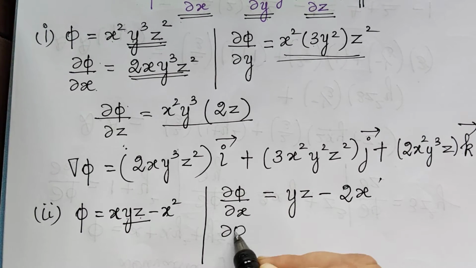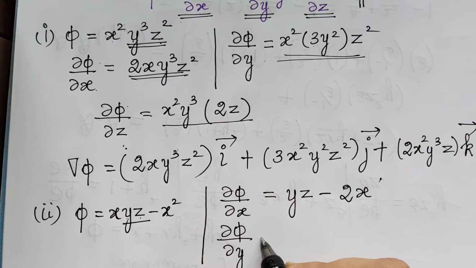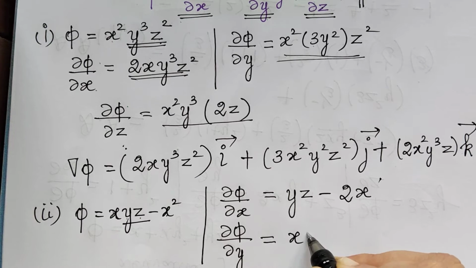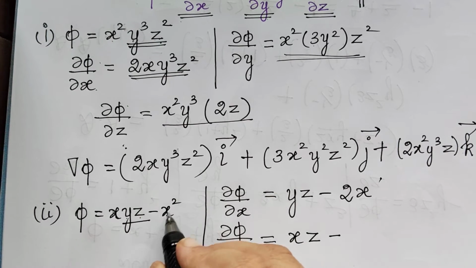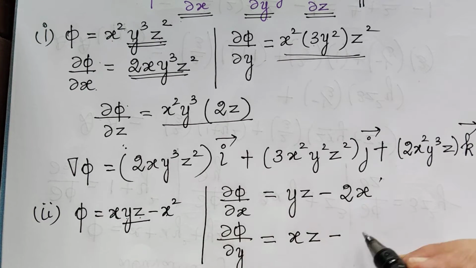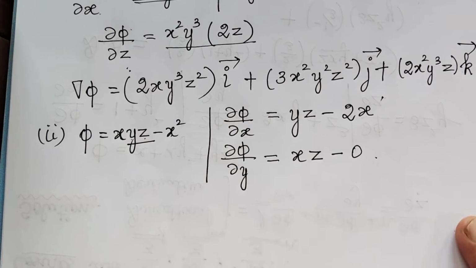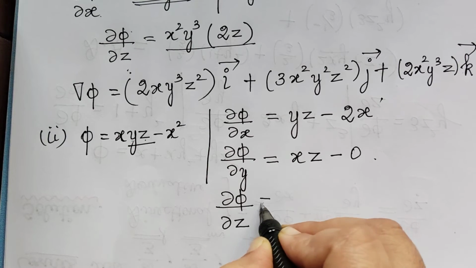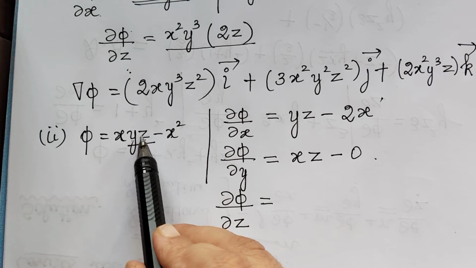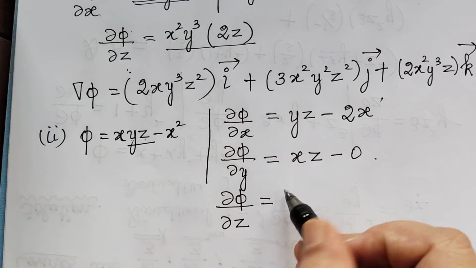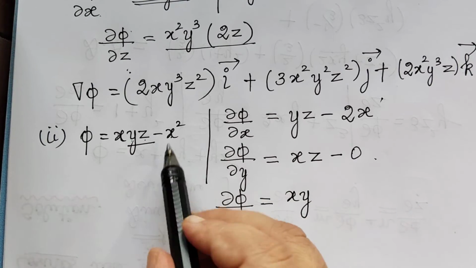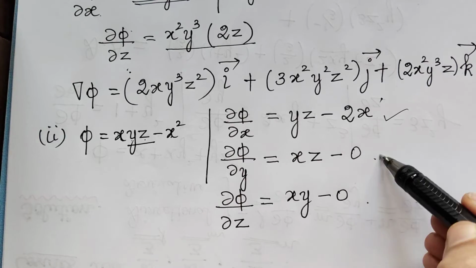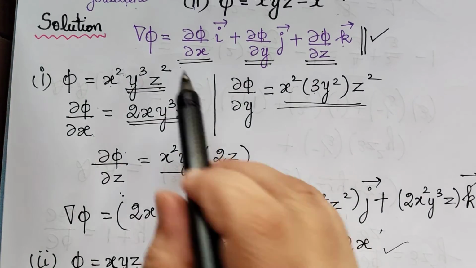In a similar way, dou phi by dou y will be equal to the differentiation of y is 1, and so we will have xz minus, and anyway the differentiation of x square is going to become 0, so it will be 0. And then dou phi by dou z will be equal to the differentiation of z is 1, so x and y are constant, so you will have xy, and the differentiation of x square is 0, so this will be 0.